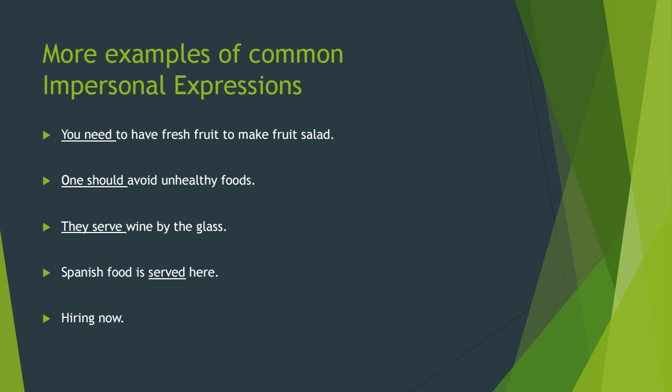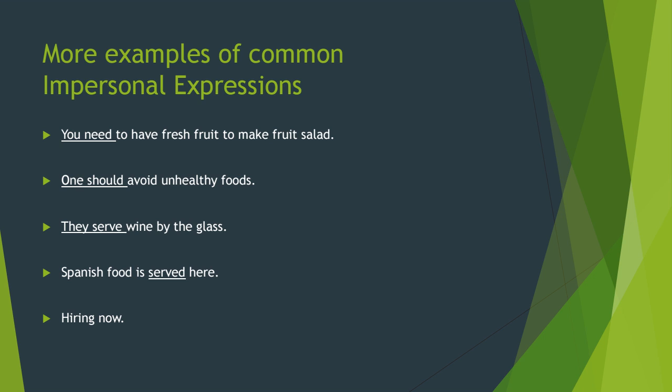Here's just a few more examples of when you might see some of these common impersonal expressions used in real life situations. So, you need to have fresh fruit to make fruit salad. These are kind of statements that we make. We're not necessarily saying that a person's going to make fruit salad or telling you to get fruit salad. It could just be a statement like, in order to make fruit salad, you need fresh fruit. So when you say you, it's not a specific you, it's just a general person. So in Spanish, we would use this se to give this idea of a general person.